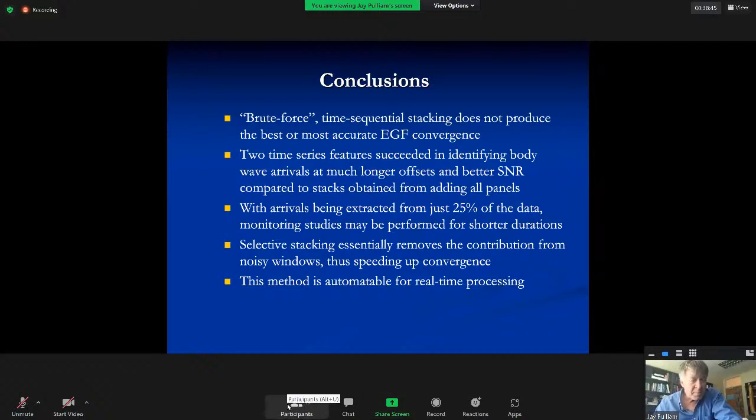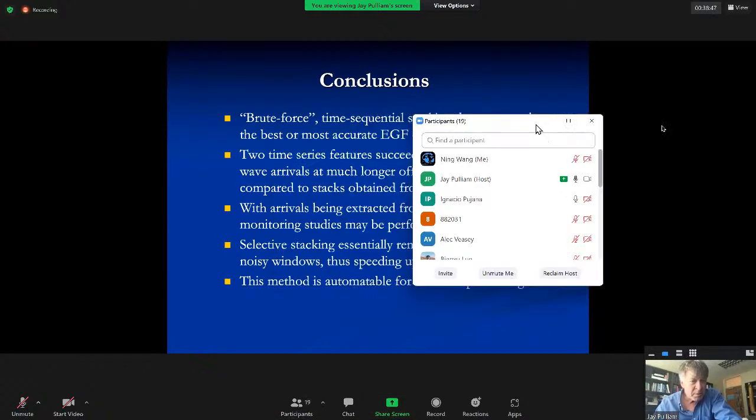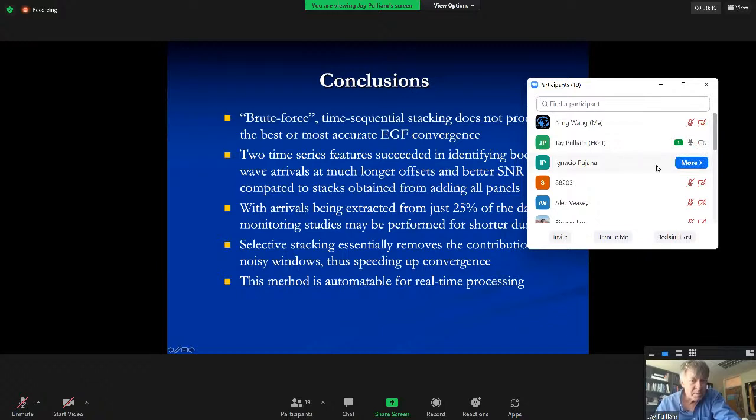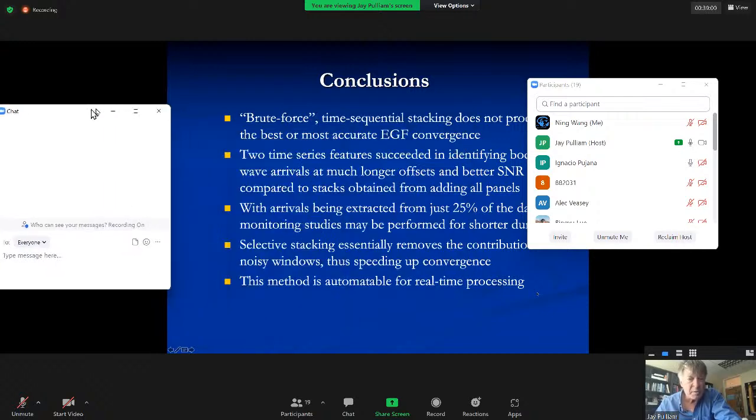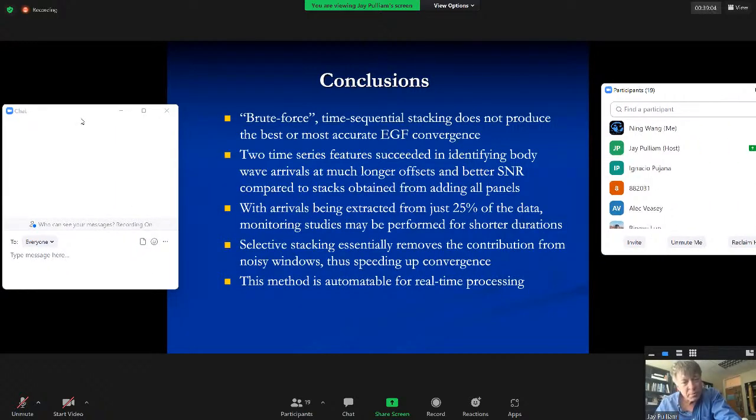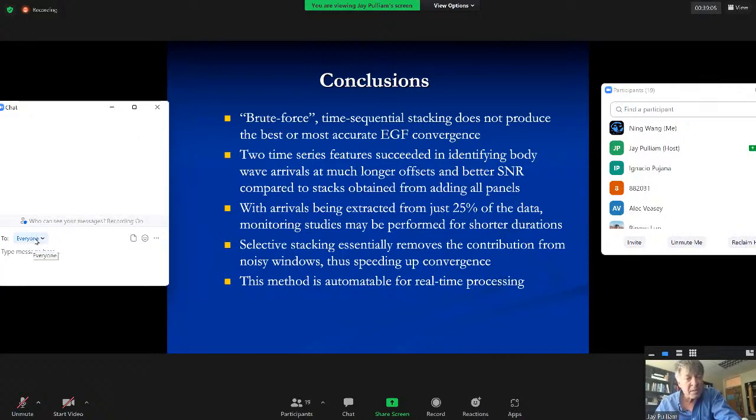I think I've said most of these things before. Those stacks I showed were the result of stacking 25% of the data. So selective stacking, as I claimed at the outset, is the key to getting a better result. And one could do it after the fact, after you've gone home and done all this processing in your lab, but then you'll never know for sure if you could have done better if you'd stayed out there longer.